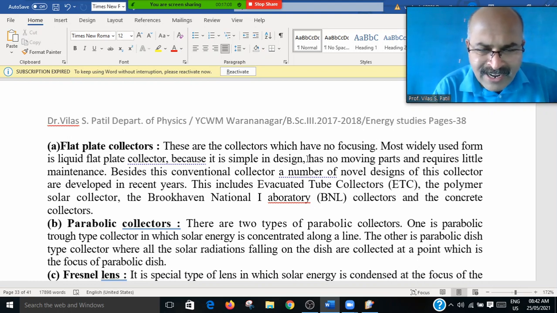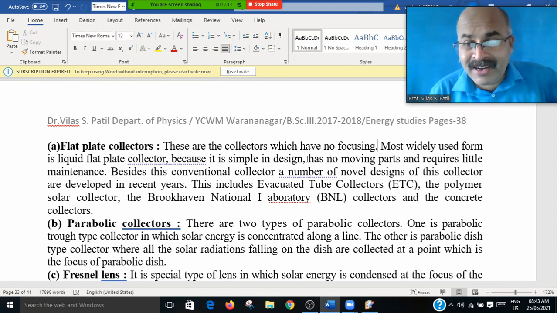Besides this conventional collector, a number of novel designs of collectors have been developed in recent years.